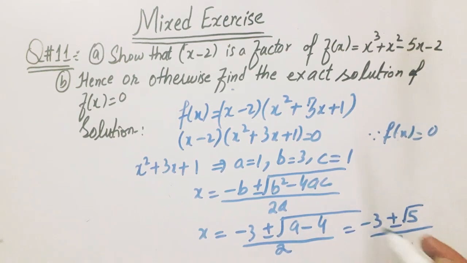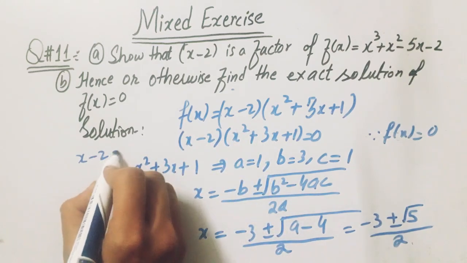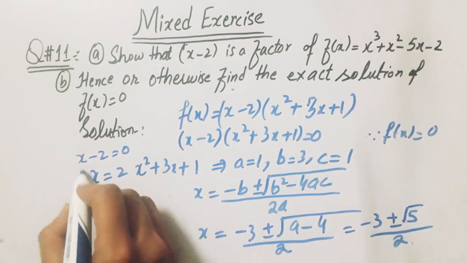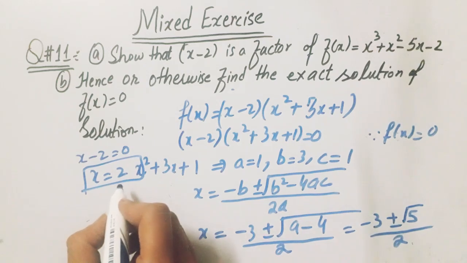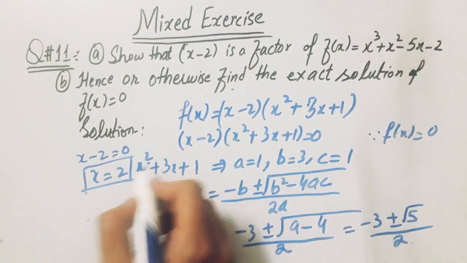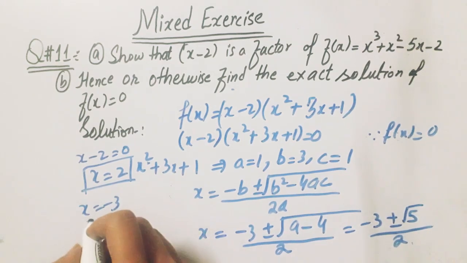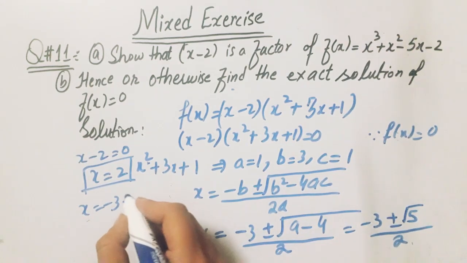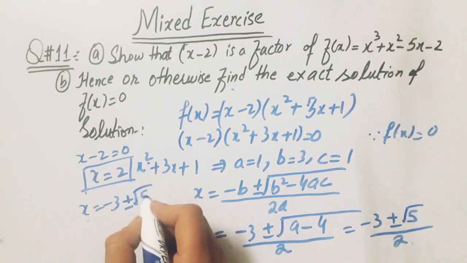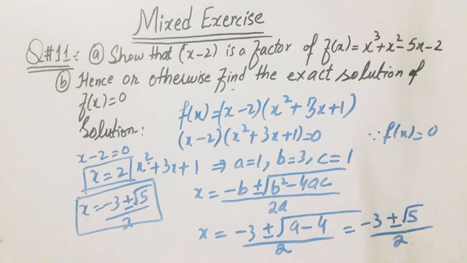Now we will find the other value of x, that is x minus 2 is equal to 0, which means x is equal to 2. This is one result, and the other is x is equal to minus 3 plus minus square root of 5 by 2. So this is the other answer. Now we will solve question number 12.